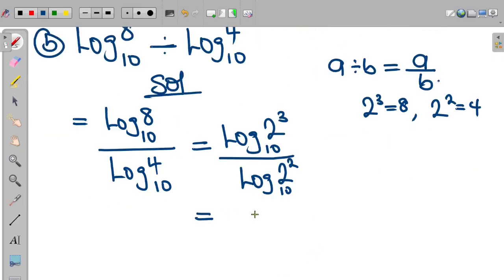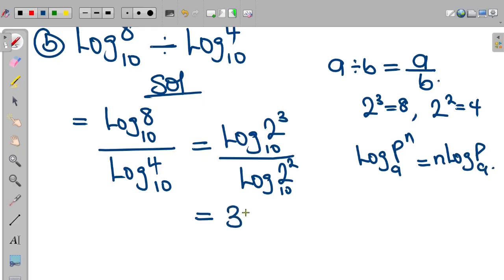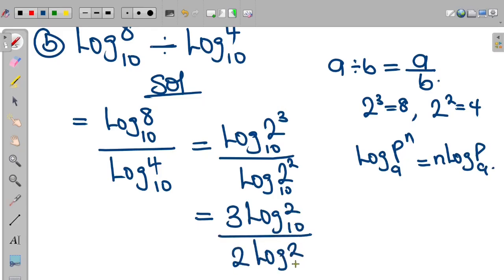From the index law of logarithm, we know that if I have log p to the power of n in base a, this can be expressed as n multiplied by log p to base a. So therefore, the numerator becomes 3 multiplied by log 2 to base 10 divided by 2 multiplied by log 2 to base 10. Now, log 2 to base 10 can cancel out. We are left with 3 divided by 2. So therefore, B has been simplified to be equal to 3 divided by 2.